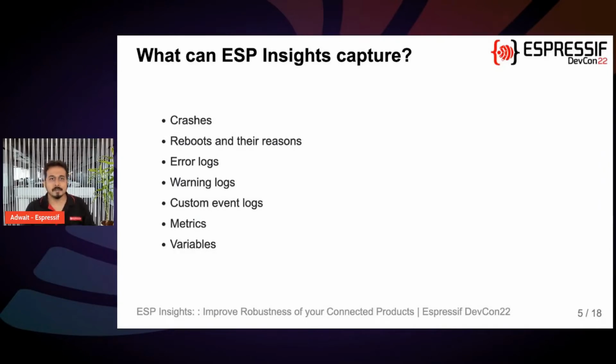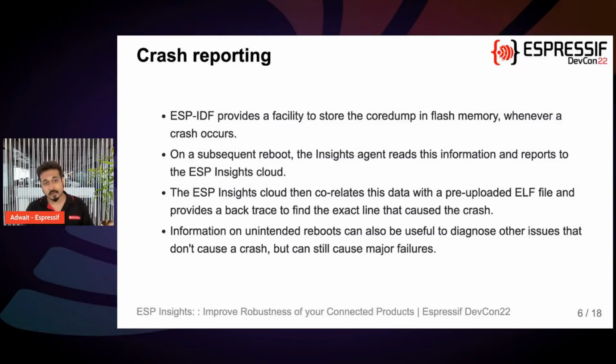What can ESP Insights capture? It can capture crashes and reboots, maybe intentional or unintentional, and the reasons. You can also check error logs, warning logs, even custom event logs. Then you can have metrics, which give better visualization of your device data and help analyze issues faster and in a better way, rather than going through the logs themselves and scanning through a whole set of logs. Then there are also variables that give information about point-in-time system parameters. Now let's take a look at the individual things, right?